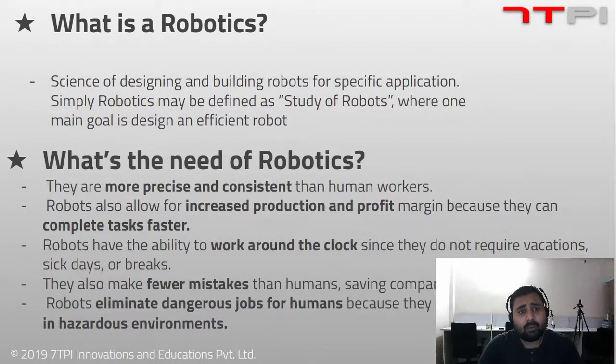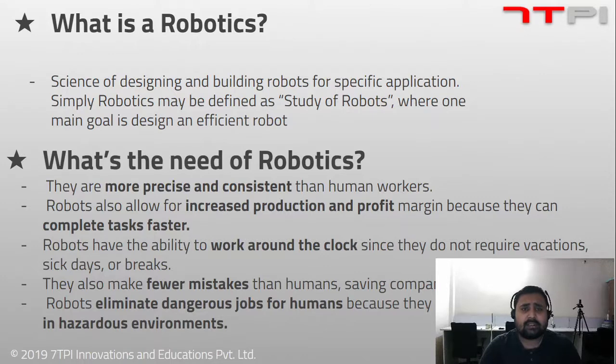Now, what is robotics? We have heard the term robot. Robotics is the study of robots, we can call it. In robotics, there are multiple fields, multiple departments, and multiple types of robots. So for that there is a complete stream, or a complete branch, that is called robotics.